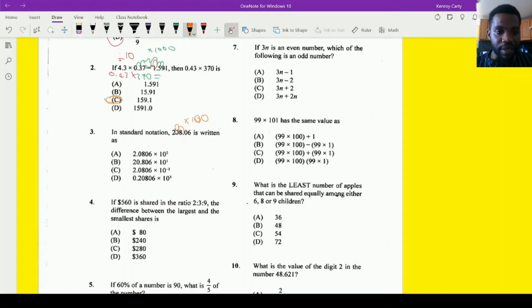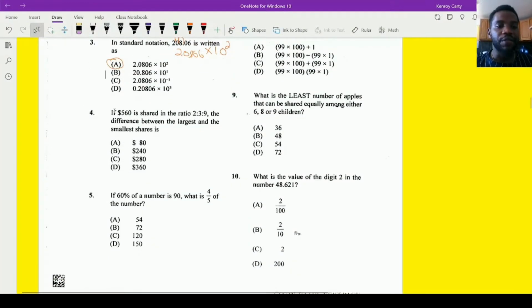Let's see if it makes sense. So this becomes 2.0806. If you multiply this by 100, it goes back to 208.06. So I have not changed the value of the number. Now 100 means 10 times 10. And whenever you multiply 10 by itself, it becomes 10 to the second power, or 10 squared. So your answer is option A, as in cat.